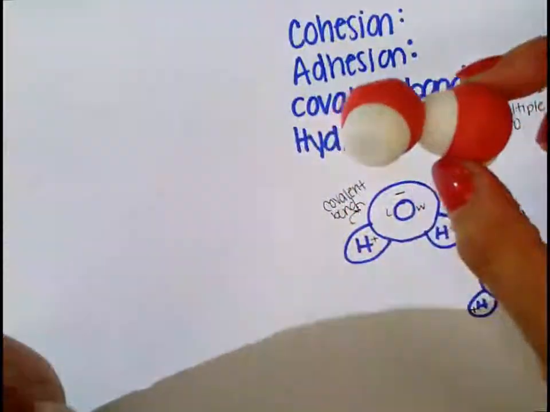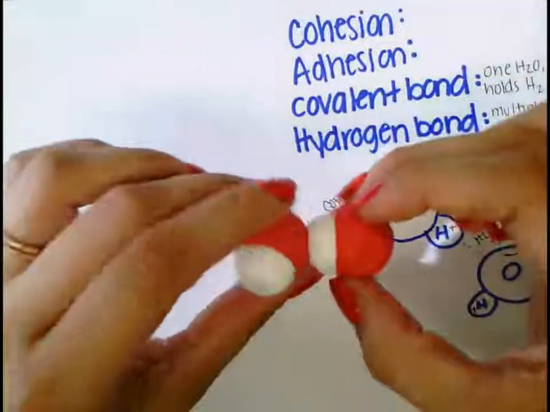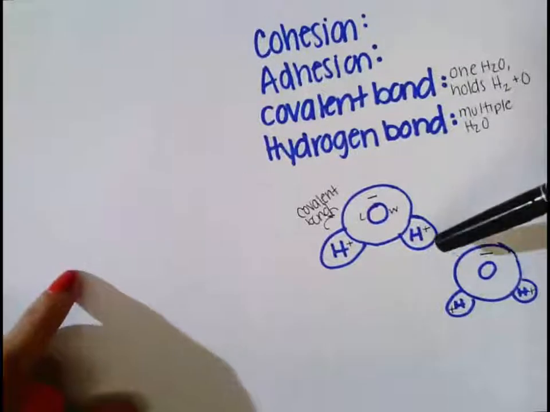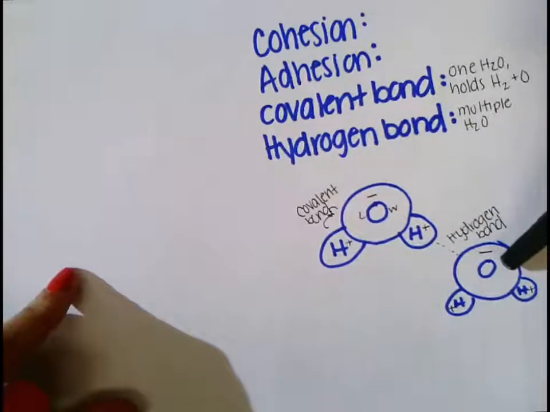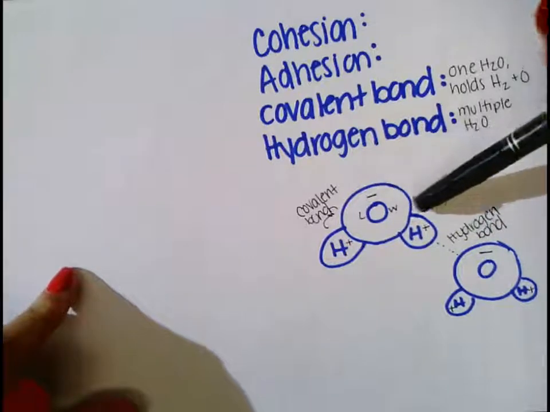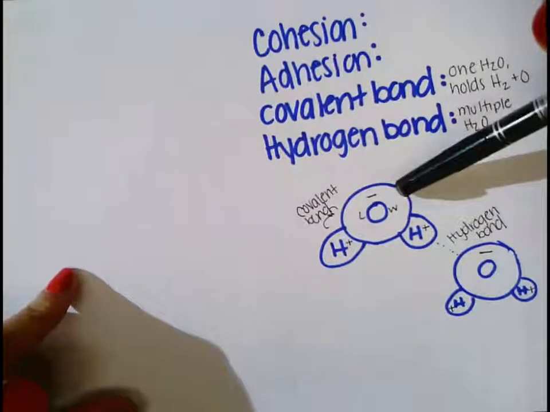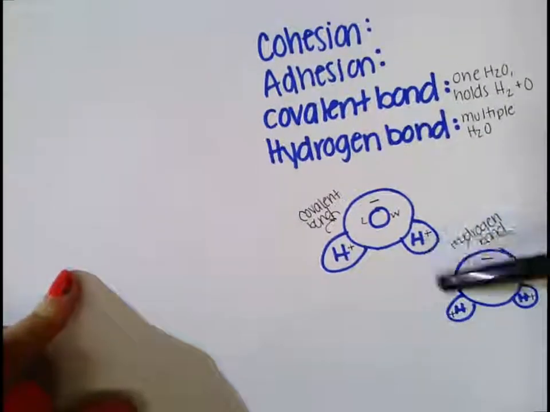Because remember, when people are talking about dating, opposites attract. So that is why when I'm connecting these two water molecules, it has to go from hydrogen to oxygen or oxygen to hydrogen. If I drew this line from oxygen to oxygen, it wouldn't bond. If I drew this line from hydrogen to hydrogen, it wouldn't bond.